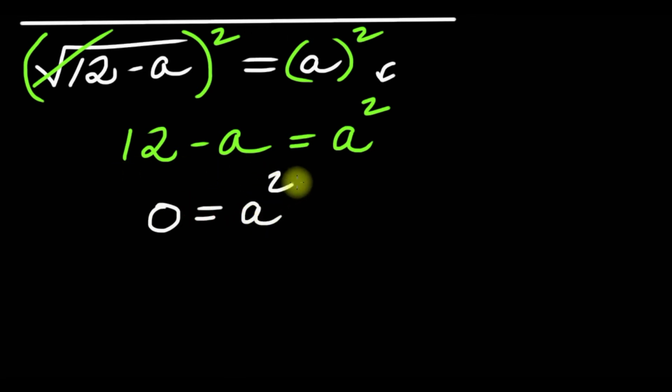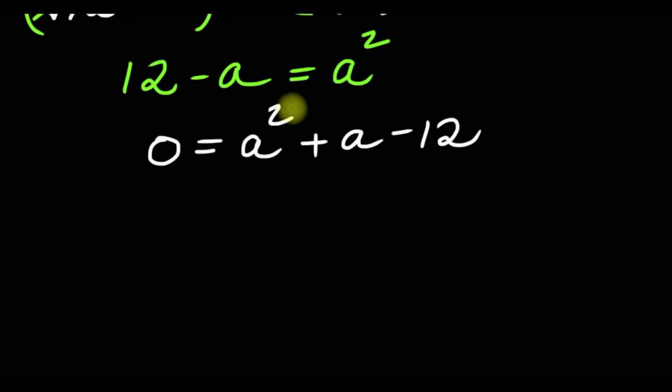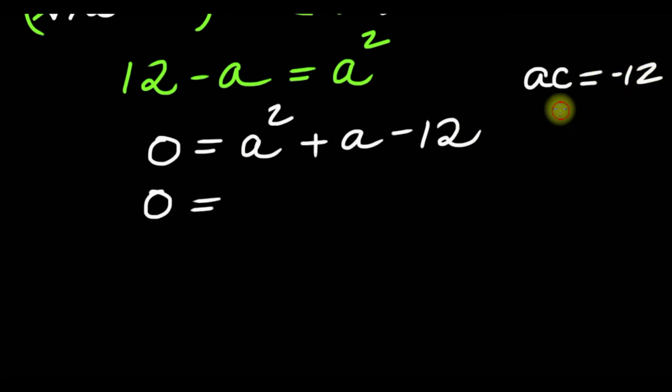So we're going to have a squared plus a minus 12, set it equal to 0 by getting everything on one side of the equal sign. And then we're going to solve this by factoring, using the AC method. So here we have AC: a times c, a is 1, c is negative 12, so that's going to be negative 12. And then your b is 1.